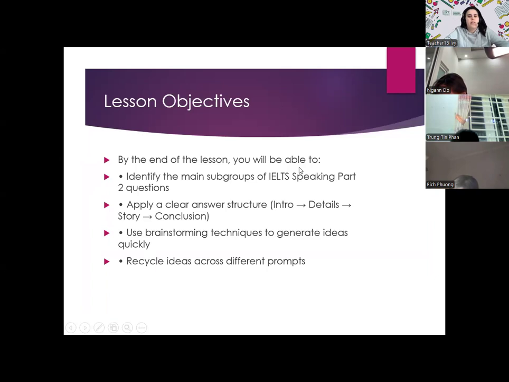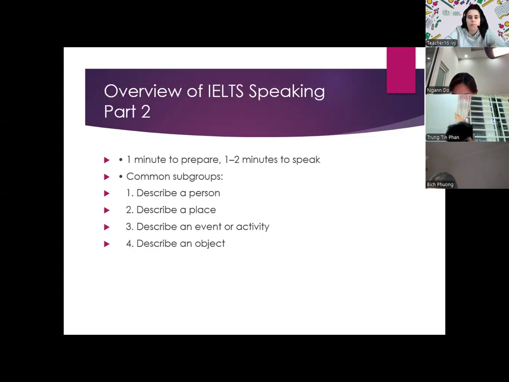By the end of the lesson, you'll be able to identify the different main subgroups of the IELTS Speaking Part 2 questions. You will also be able to apply a clear answer structure. Don't worry, we will be practicing part 2 in the next lesson as well. You will also be able to use brainstorming techniques to generate ideas quickly, as well as recycling ideas across different prompts.